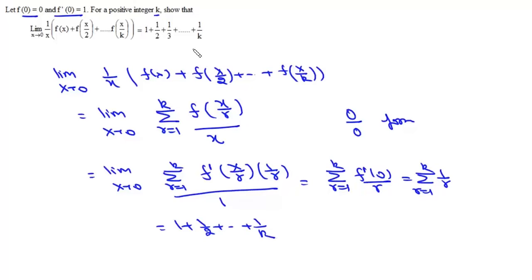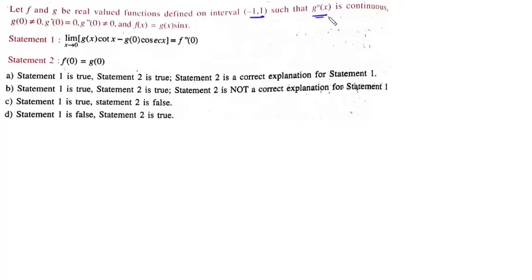Now here the question is, let f and g be real valued functions defined on the interval -1 to 1 such that g''(x) is continuous, g(0) is unequal to 0, g'(0) is 0, g''(0) is unequal to 0, and f(x) is g(x) into sin x. Now we have to find validity of these two statements. Now this is f'(0) equals g(0). Now we are given f(x) equals g(x) into sin x.